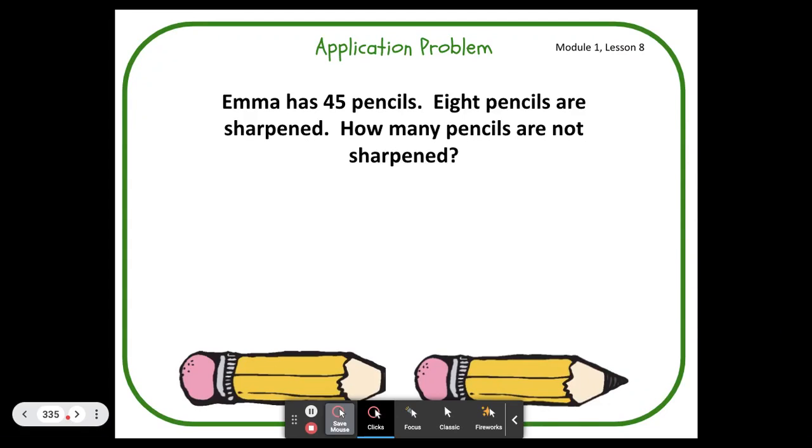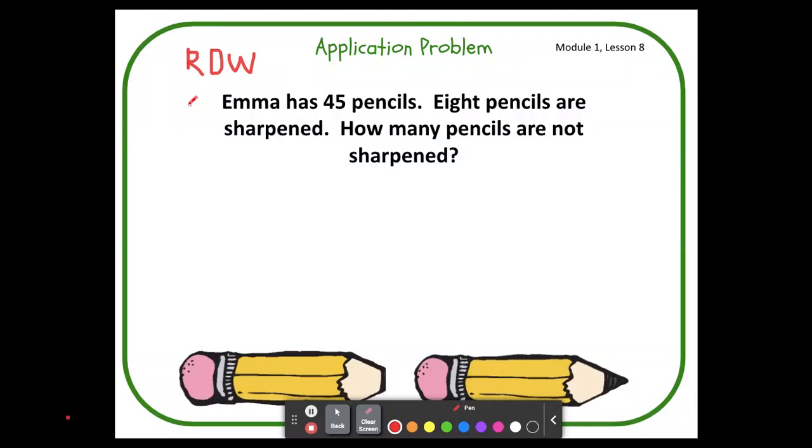Now you can work out the application problem. Don't forget to follow the RDW method. Read the problem carefully, draw a model, and write a number sentence and a statement. Here it says, Emma has 45 pencils. 8 pencils are sharpened. How many pencils are not sharpened?